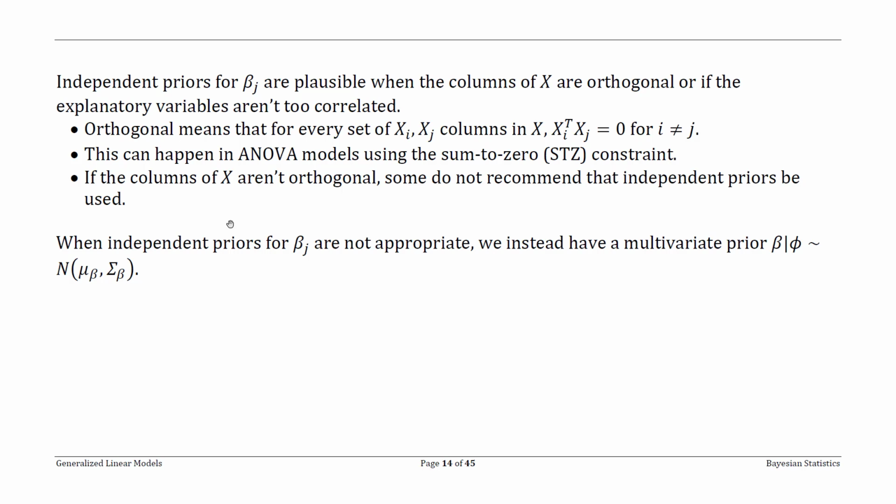So if you don't feel that independent priors for your regression coefficients are appropriate, you can instead use a multivariate prior for your regression coefficients, once again often conditional on the dispersion parameter phi, where the multivariate normal distribution is normal with a mean of mu beta and a covariance matrix of sigma beta, where this sigma beta is going to depend on this dispersion parameter phi.